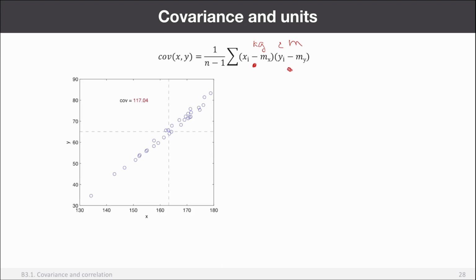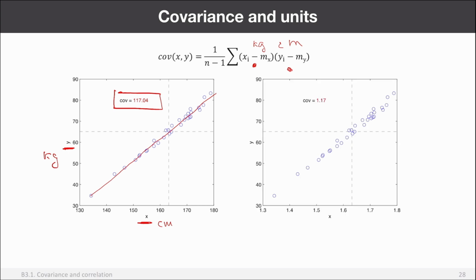Let me show you an example. So here I have people. The x is height. In this case, you can see it's in centimeters. The y is weight in kilograms, right? And this is the overall covariance. It's 170, which looks like a big number. And indeed, you have a very nice, strong linear relationship here.